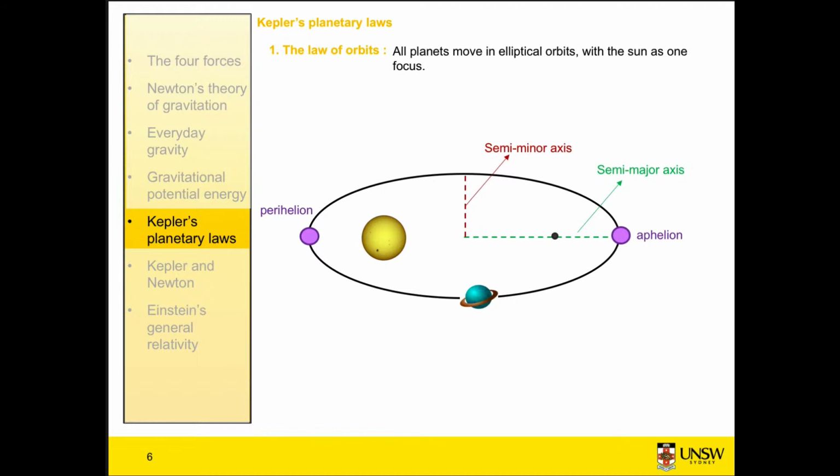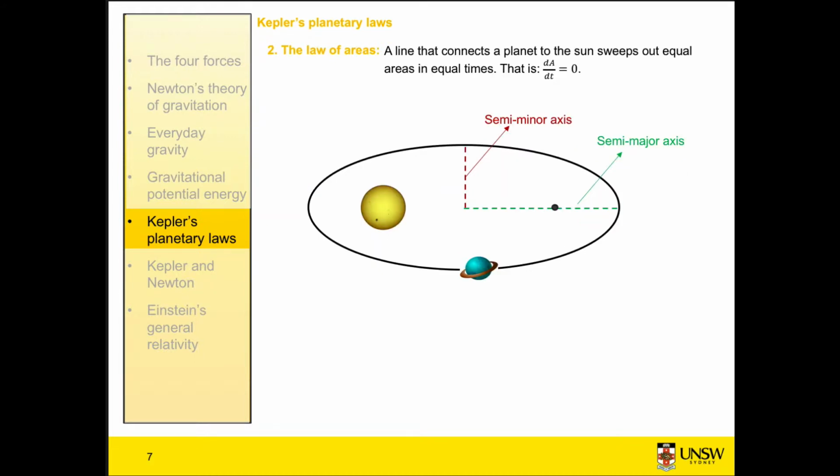The final point I'd like to make on this page is that if we do choose to approximate an orbit as circular, we do so by using the average distance from the sun. So we said that the orbital radius is the average distance of the planet from the sun.